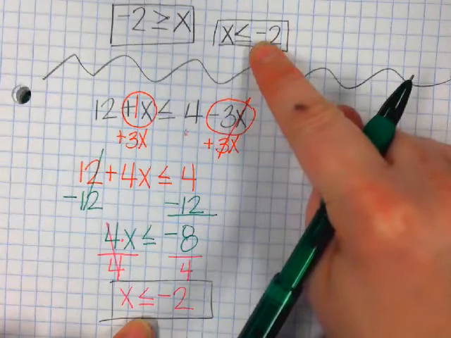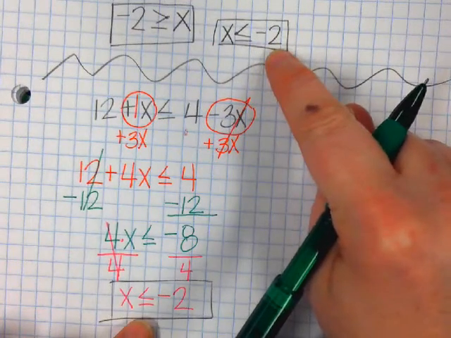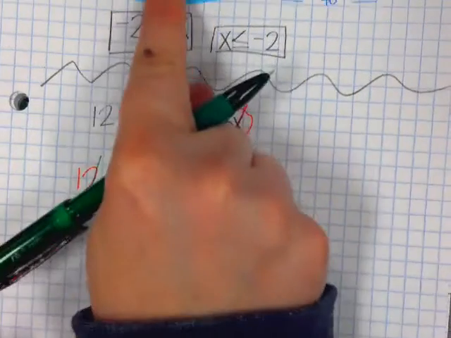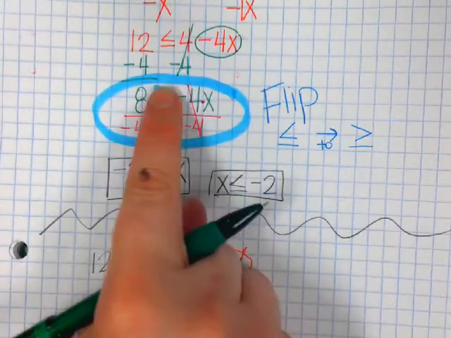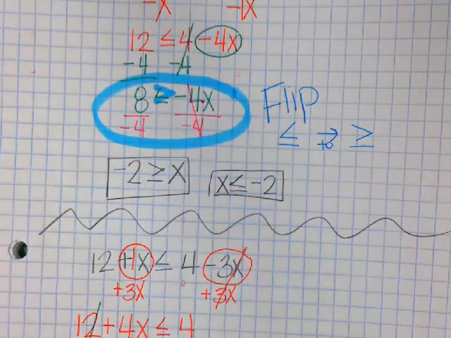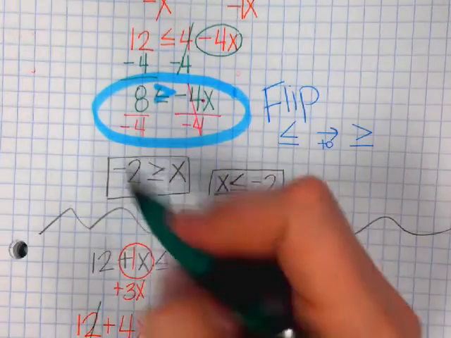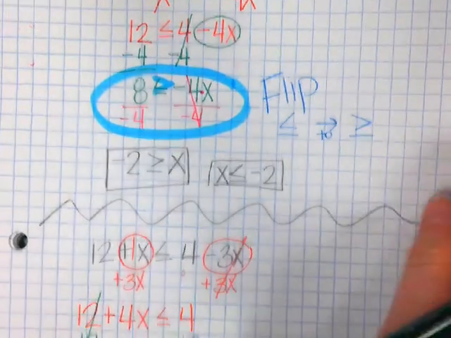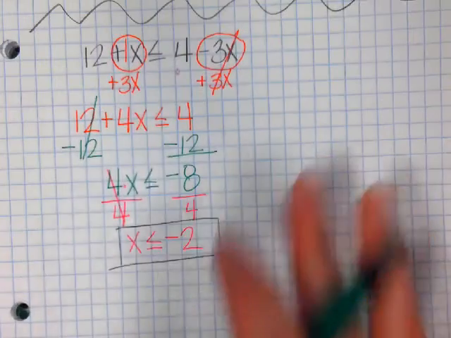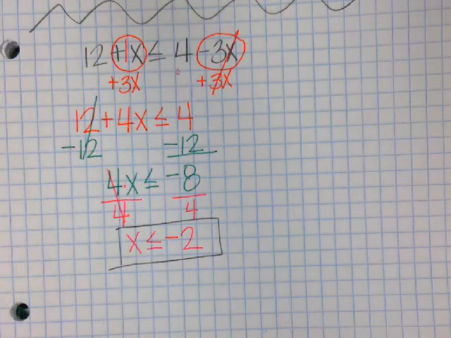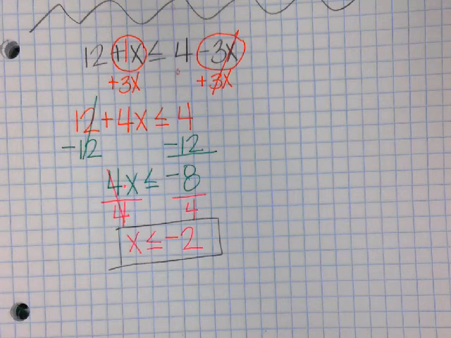Now, if you look at this answer and this answer right here, notice they are the same. It was just already written with the x first. That's why you have to flip that sign, because you wrote it, you changed the x to the other side, so you have to flip or switch the inequality. So that is why that rule applies. Okay, so x is less than or equal to negative 2.